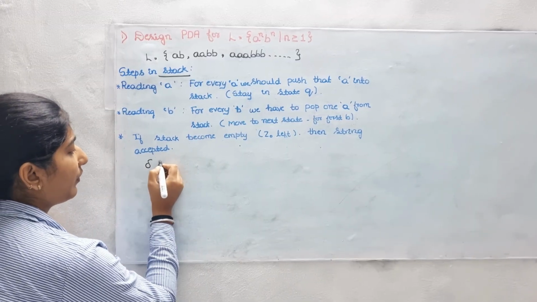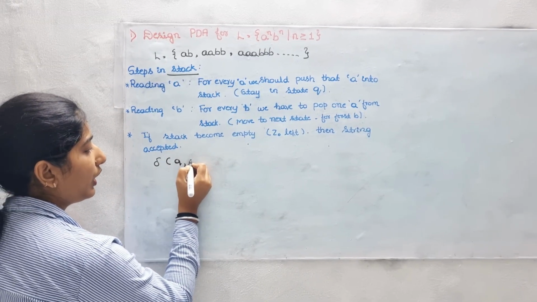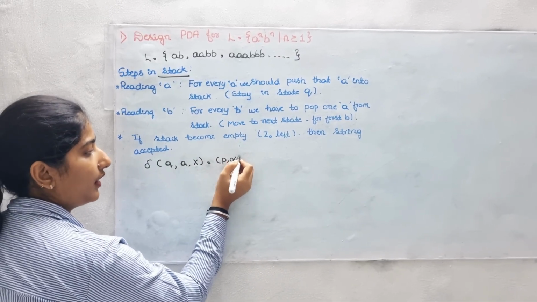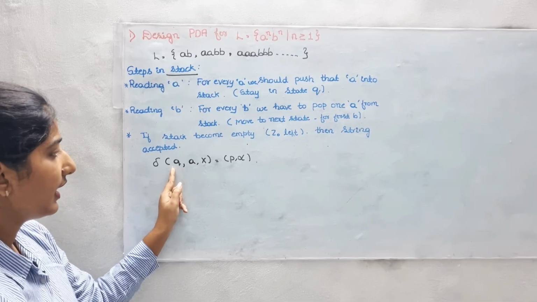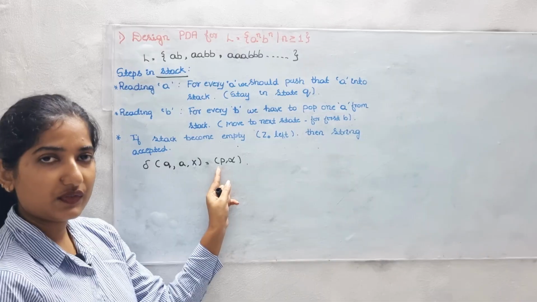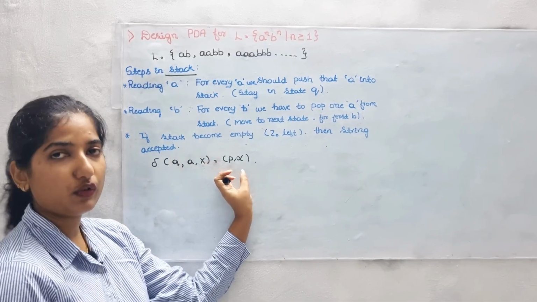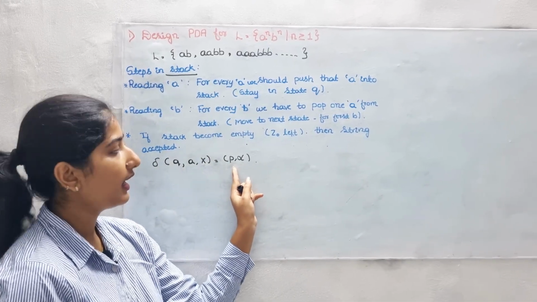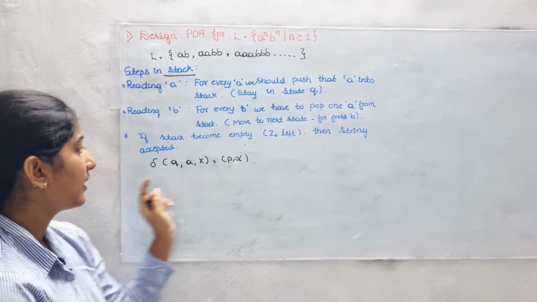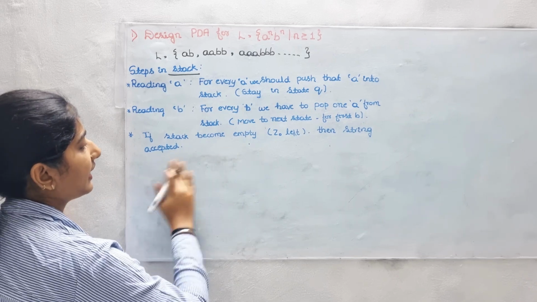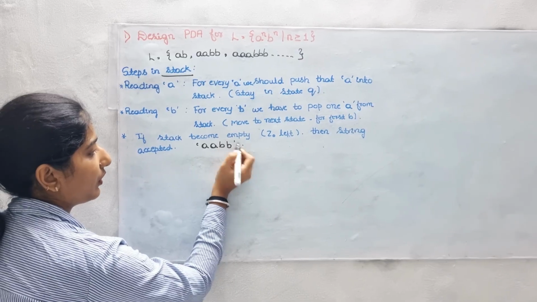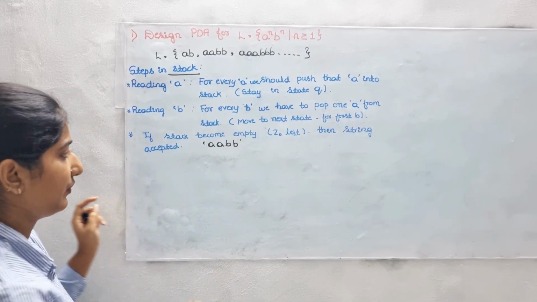So it will be in the form of delta comma q comma a comma x, which is equal to p comma alpha, right? So the current state, the input symbol that we read, and the top of the stack are the input, and the output will be the next state and the symbol that is there in the stack, right? So in our case, let us take the example of abb. Okay, so now let us see how the transition function works.